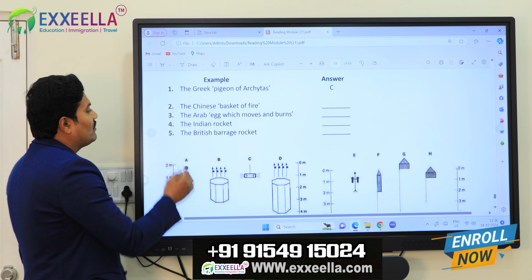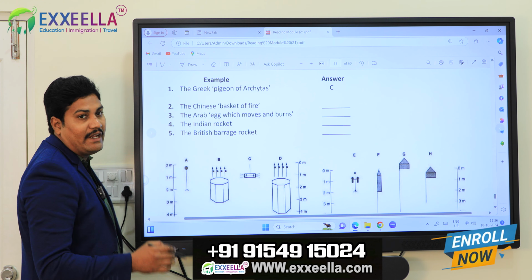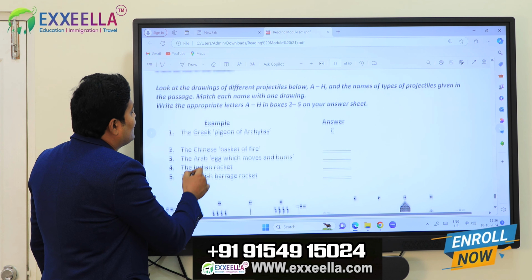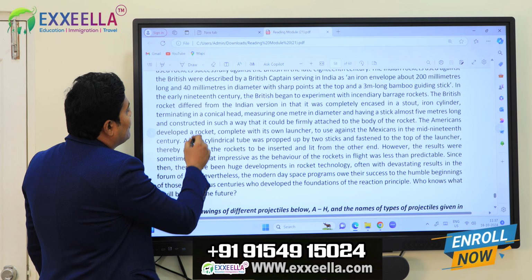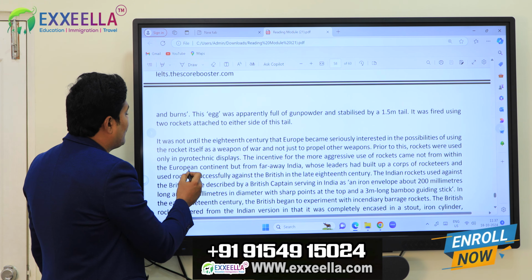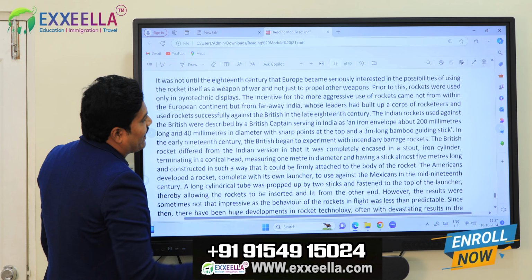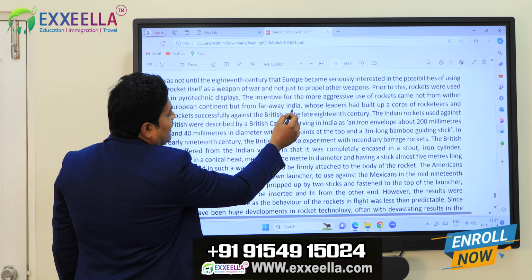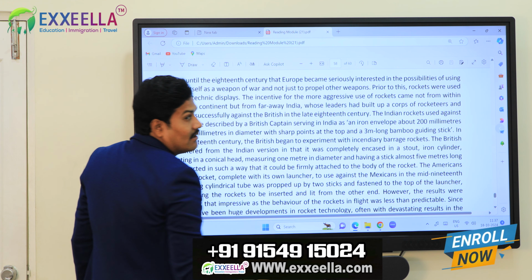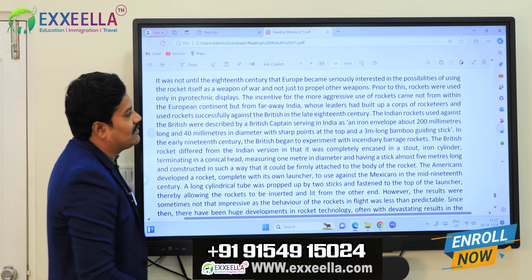Now coming to the fourth one, the Indian rocket. We need to find out which is the Indian rocket here. Come down and find the keyword Indian rocket. We got the answer in this paragraph. The word India is mentioned here, so here we have the Indian rockets. Let's start reading from that sentence.